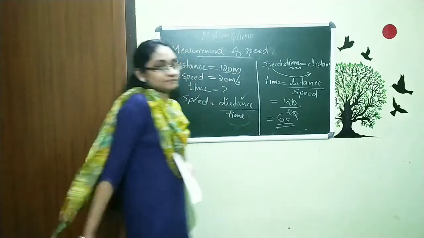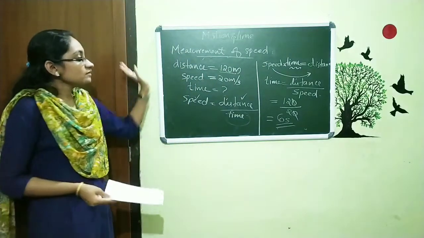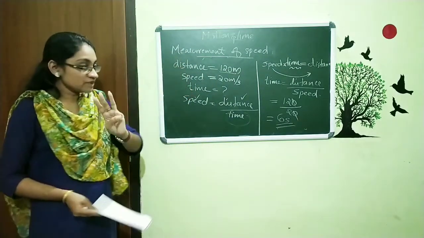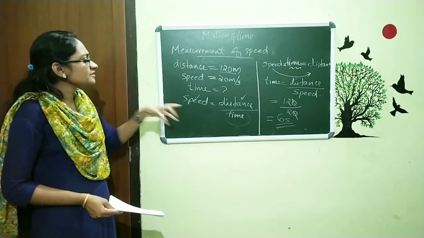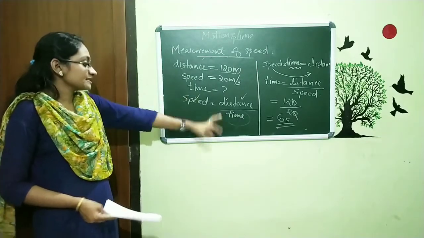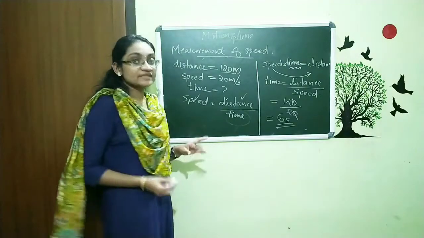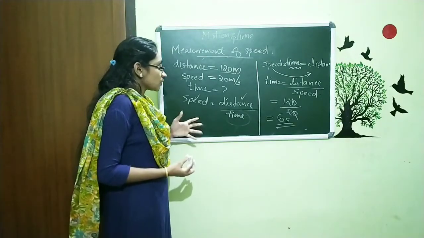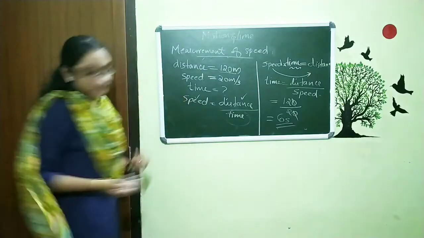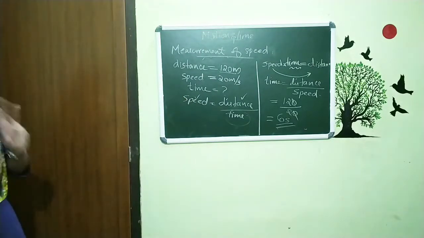This is the time. So here we calculated 3 problems and made the different equations from the equation speed is equal to distance by time. That means we make the equation according to what we want to find. Here we made 3 equations.